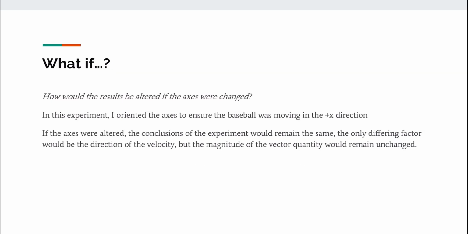Moving on to the what-if questions. How would the results be altered if the axes were changed? If the axes were changed, the conclusion for the experiment would still hold. Velocity is a vector quantity, meaning it has both magnitude, which is its speed, and direction. If instead of rolling it from left to right in the positive x direction, I rolled it from right to left in the negative x direction, it would still have the same speed, just in a different direction. Thus, if the axes were flipped or altered, the main idea and conclusion of the experiment would not change.